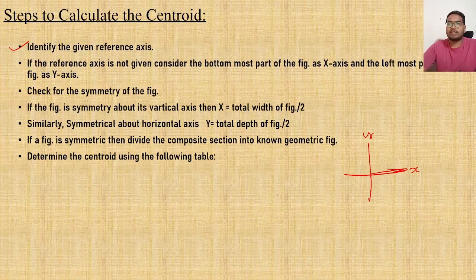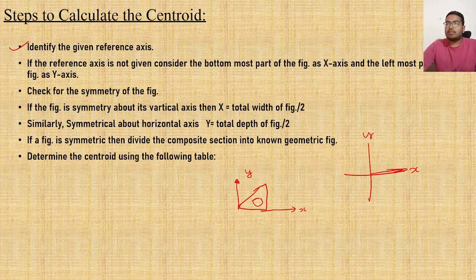Okay. So if there is a figure which is like this and there is no reference axis given, then just consider this bottom line as your x-axis and the leftmost part as the y-axis. Consider this. Next, check for symmetry of the figure.